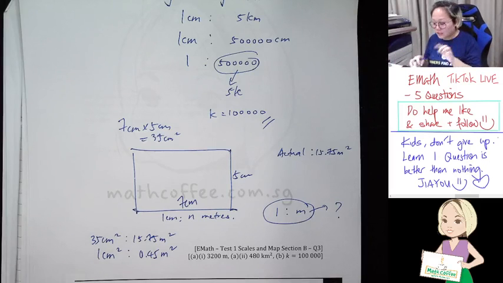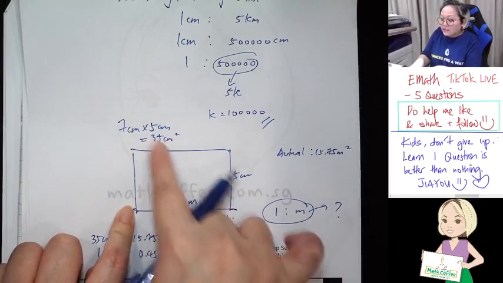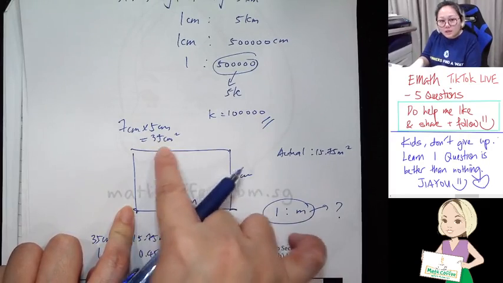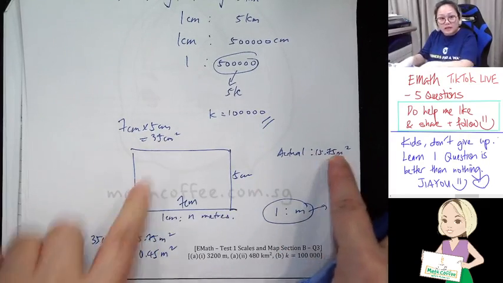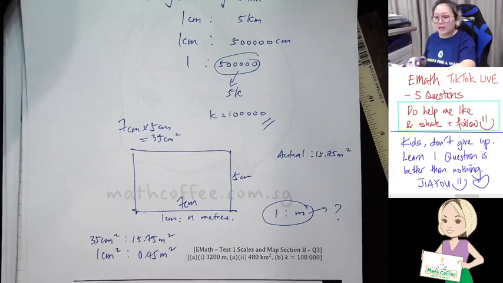But what I'm trying to tell you is, what you need to do is just measure the length and breadth. This is your map scale. This map scale goes to the actual scale, and then you change it to the scale that you want. Understand? Okay, let's move on.